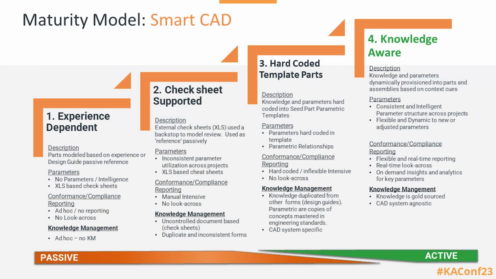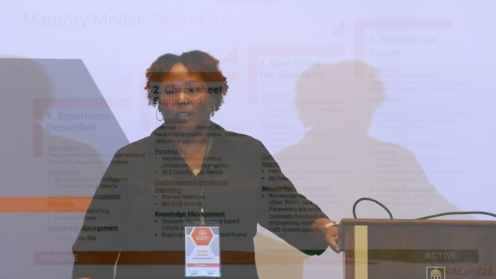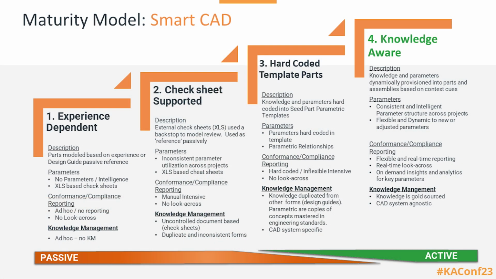So first, we have our experience dependent level. This is basically saying your parts are modeled based on the experience of the individual that's designing that part, right? As far as parameters, there aren't any parameters, there's no intelligence. You may have an Excel-based check sheet somewhere that may or may not be used. As far as conformance or compliance reporting, there isn't any. There's no look across also. And as far as knowledge management, there is no knowledge management. The knowledge is based on the person that is doing the designing.